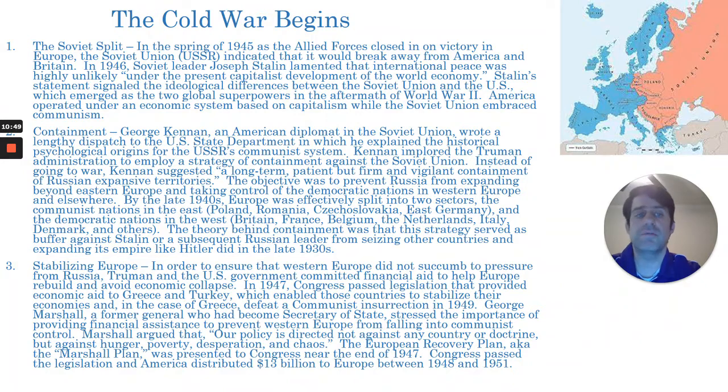The rest of Europe, Western Europe, featured the democratic nations, Great Britain, France, Belgium, the Netherlands, Italy, Denmark, and others. Those countries were trying to stick to a democratic form of government, and they had the tacit support and backing of the United States at that time.